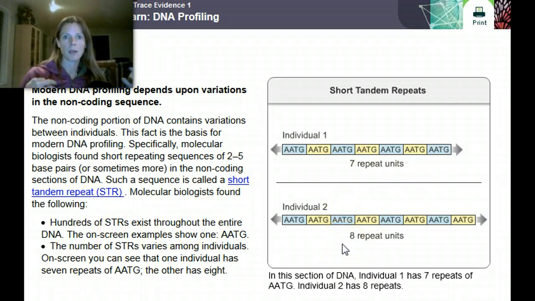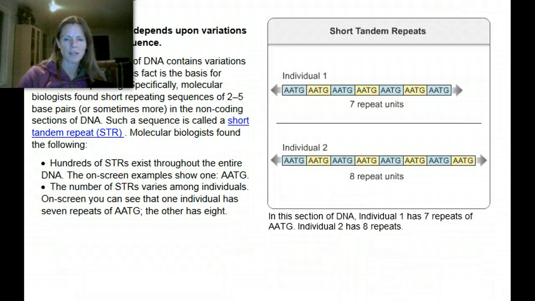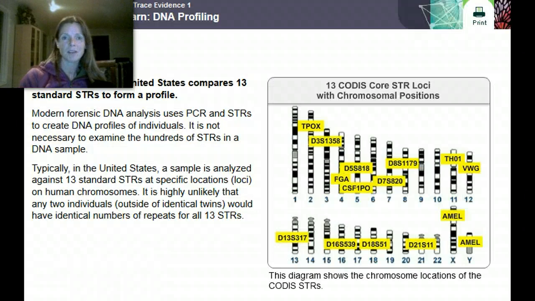Now typically when there is some DNA profiling going on, in the United States, they will take 13 of these STRs to look at. When you think about it, you're not looking at the entire DNA strand, you're taking just little snippets of it, but these are very specific to individuals, so it's a quick, easy way to profile that DNA. Hopefully that makes a little bit of sense, because that's kind of what you're going to be doing in the lab. So again, like I said, DNA profiling in the United States compares 13 of those standard STRs to form a profile.